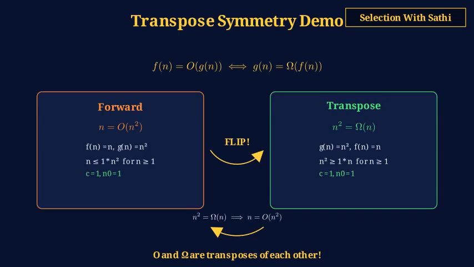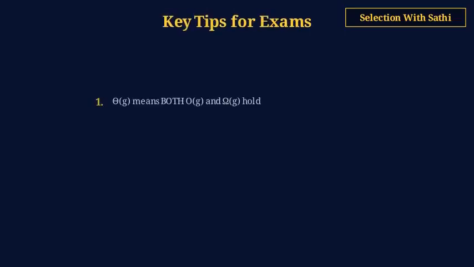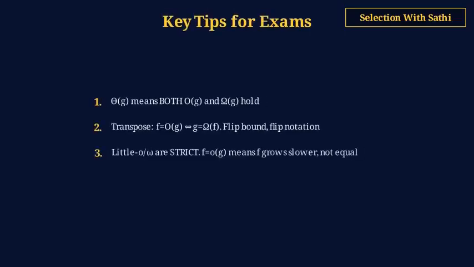This is a very common GATE question pattern. They give you an O statement and ask you to derive an omega statement, or vice versa. Just remember, flip the functions, flip the notation. O becomes omega, omega becomes O. Let me give you 4 essential exam tips.